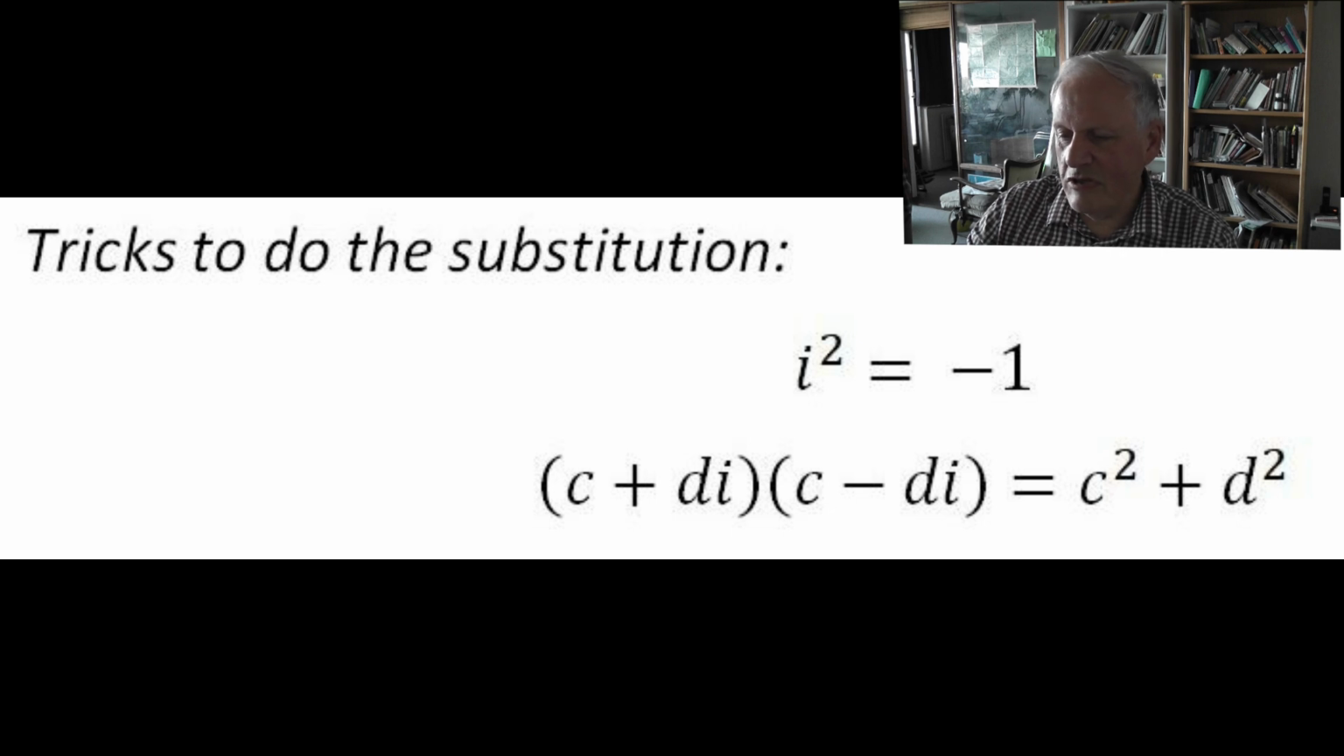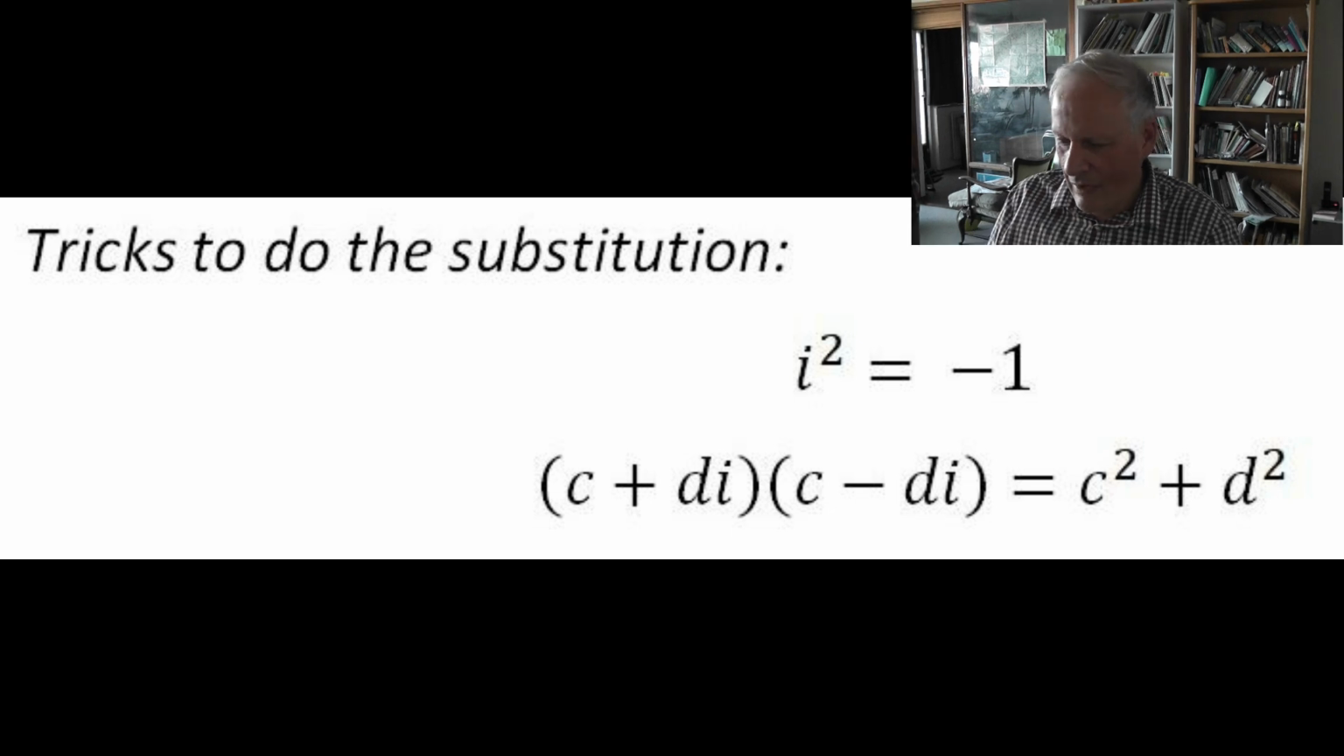Of course, doing this with complex numbers is slightly more complicated than using real numbers. You have to remember these tricks. That i squared equals minus 1. Square root of minus 1 times the square root of minus 1 equals minus 1. And also, if you take c plus di and multiply by its complement, c minus di, that turns it into a real number. Now, using these tricks, you can then substitute into the equation.